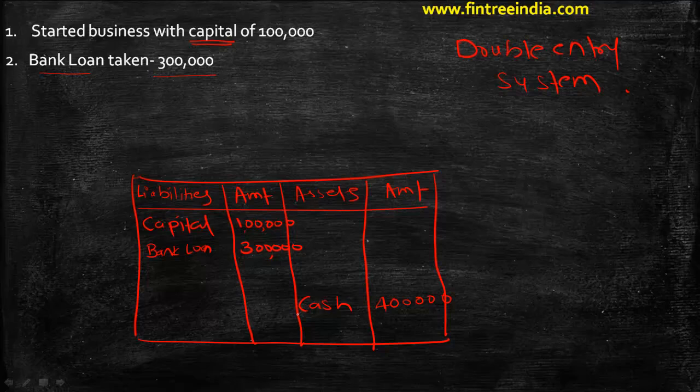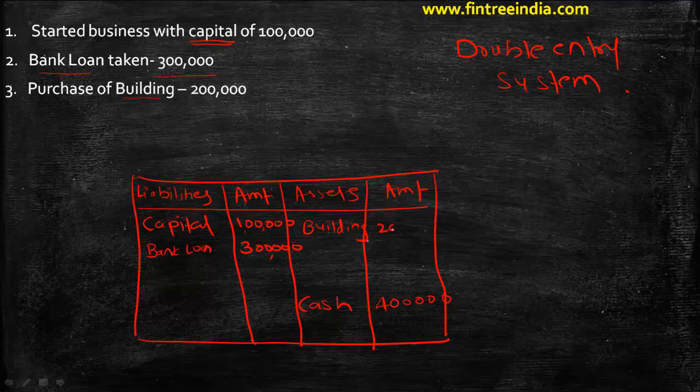Let us do transaction number 3. Purchase of building, $200,000. Now what is a building? We saw that a building is going to be an asset for the organization. So let us write down building here. Building amount is going to be 200,000. The second effect of this transaction is that we've received an asset, so our assets have increased, building 200.